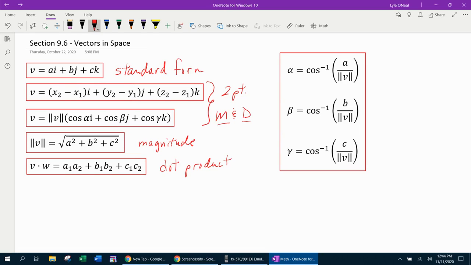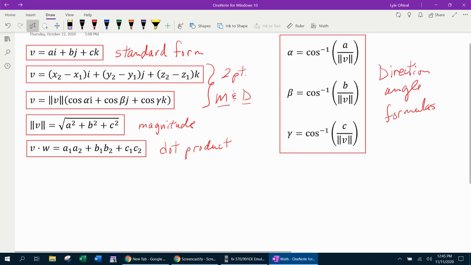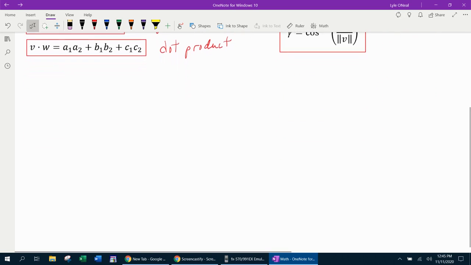These three formulas over here for alpha, beta, and gamma, those are the direction angle formulas. And what these are going to give us for our three-dimensional vector, they're going to give us the angle the vector goes in the x direction, y direction, and z direction. And now that we've talked about all the formulas, the next thing we need to do is look at some examples. All right, here we go.